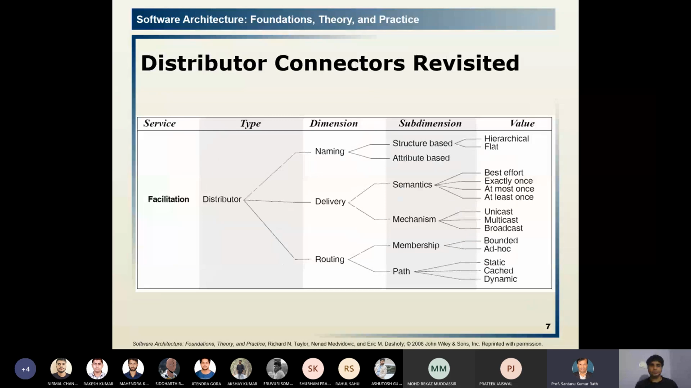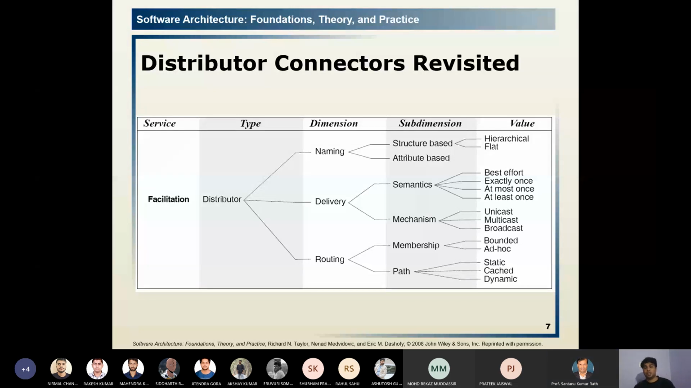Now, the distributor connector. I just told you for any inter-process interaction, we need the distributor connector and the procedure call connector combined. We have to consider the procedure call connector and distributor connector together for the inter-process communications between the components. So the first one was the procedure call. Next, the distributor. What is its service? The facilitator. What dimensions does it cover? The naming, the delivery, and routing.